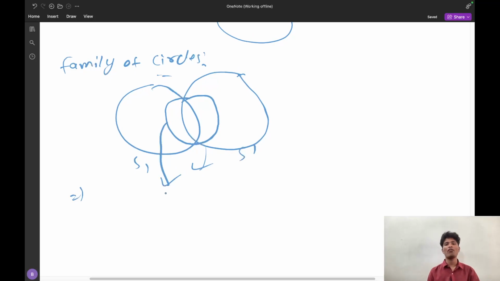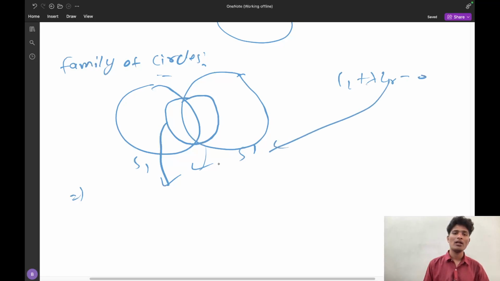This circle equation can be found by the concept of lines. There I discussed how to find the line which is passing through the point of intersection of two given lines: L1 plus lambda times L2 is equal to 0. Same concept here. In order to find the circle which is passing through the points of intersection of two circles, we can write s plus lambda s dash is equal to 0.